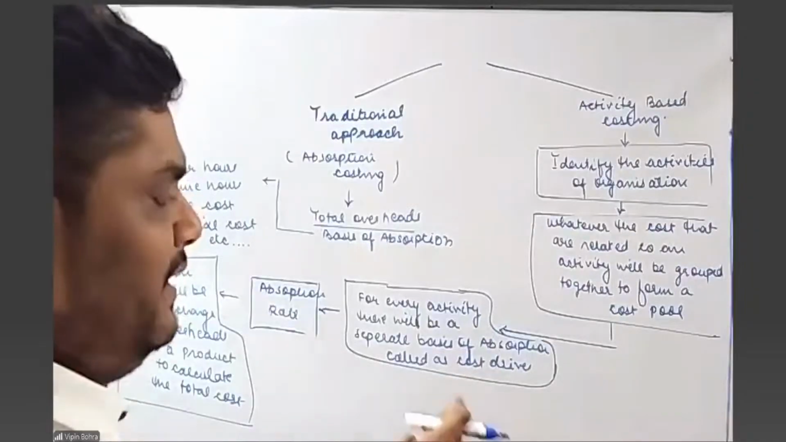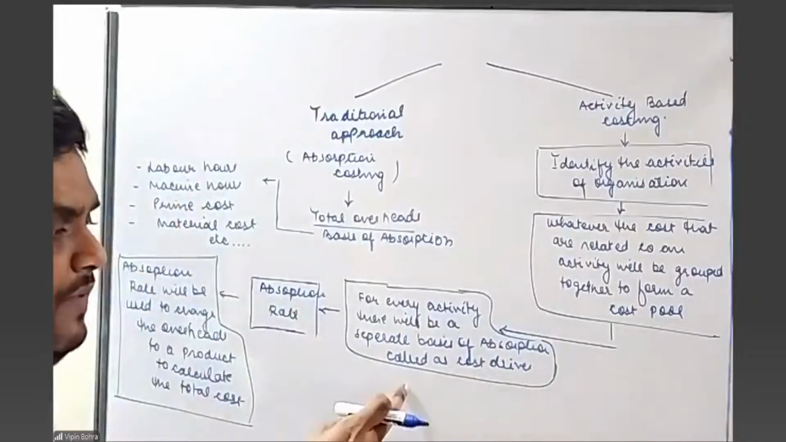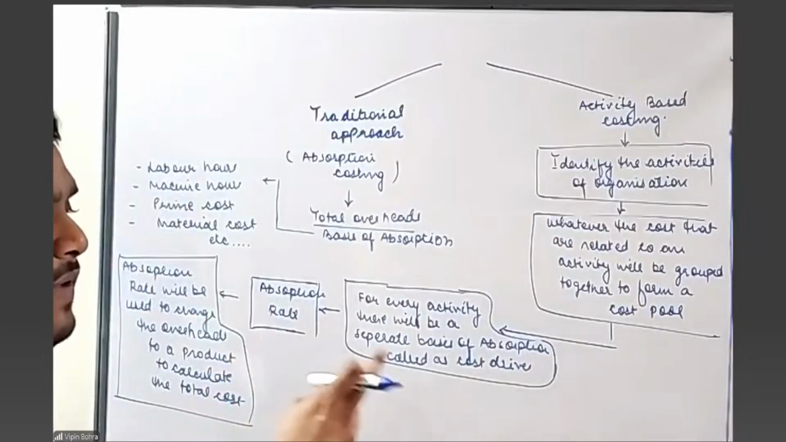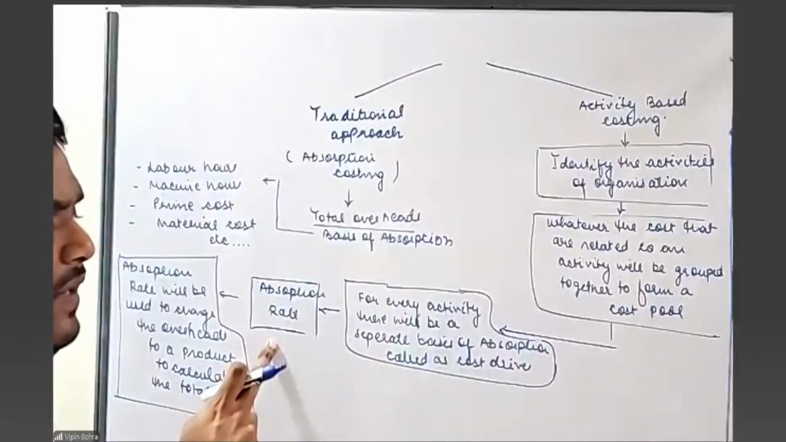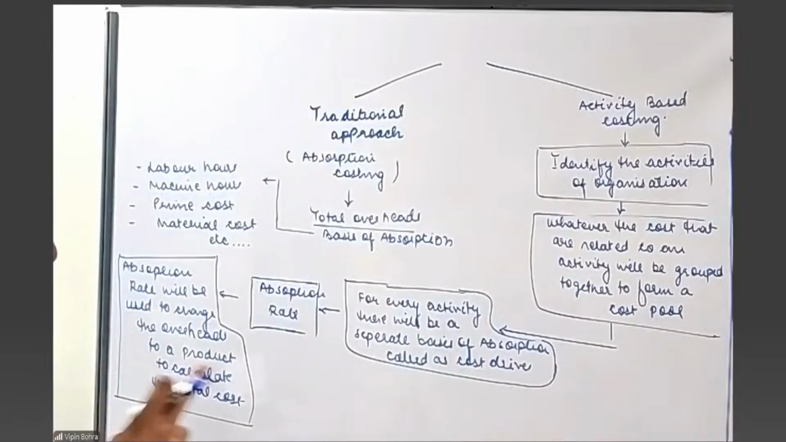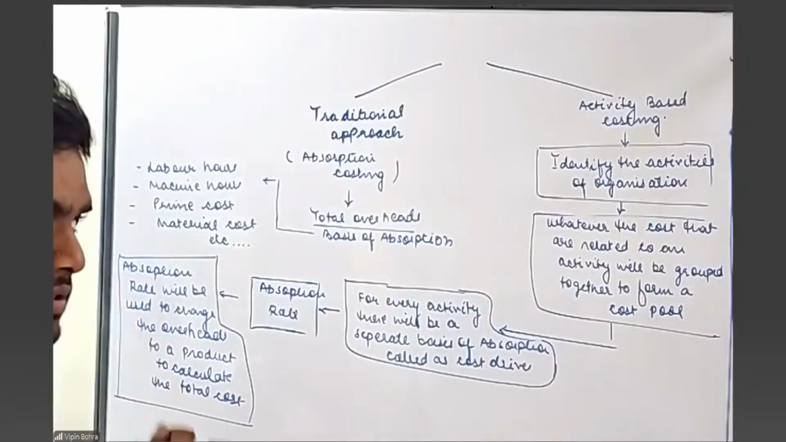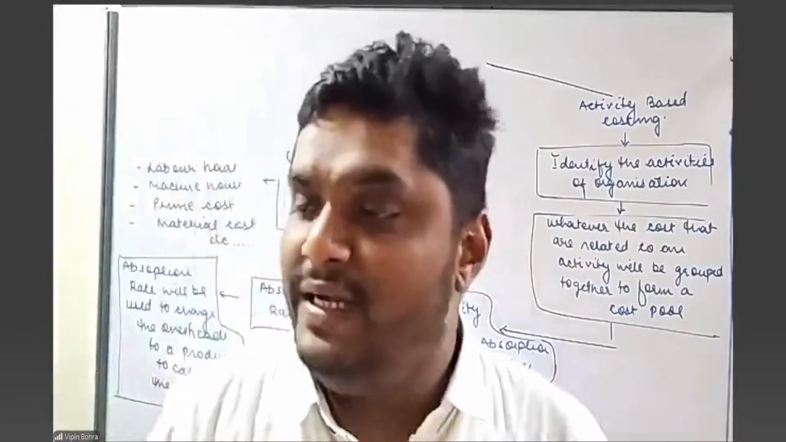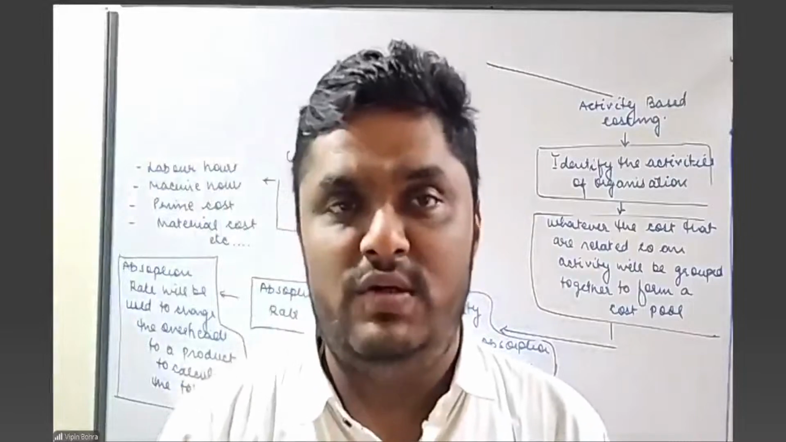For every activity, there will be a separate basis of absorption. We call it a cost driver. Once the cost driver is identified, we will calculate the absorption rate, and the absorption rate will be used to charge the overheads to a product to calculate the total cost. So these are the steps of activity-based costing.